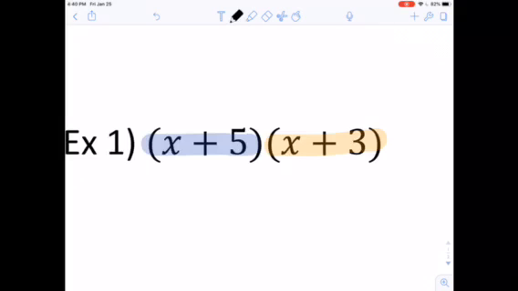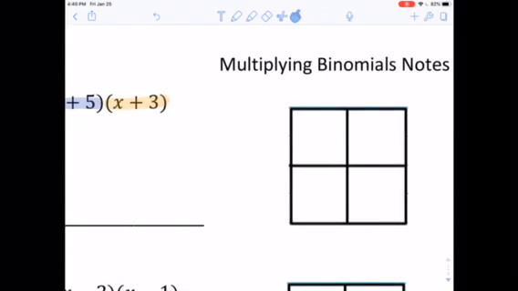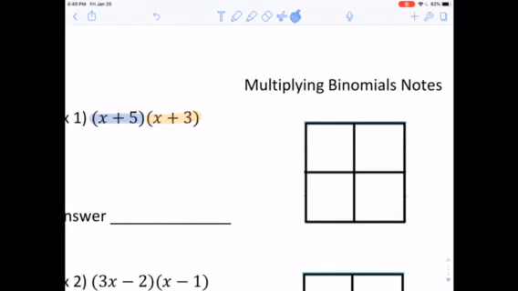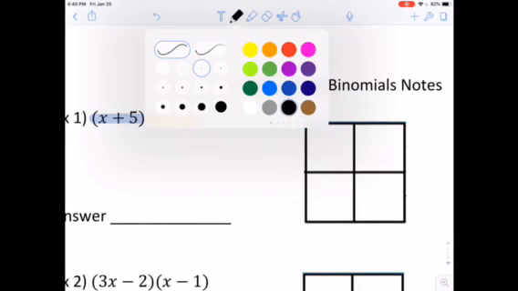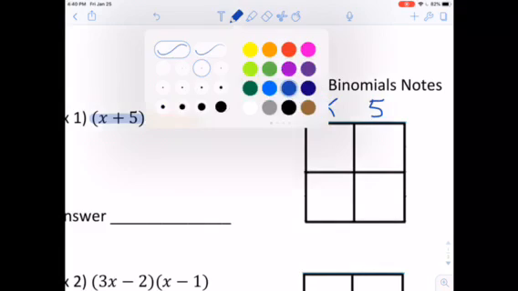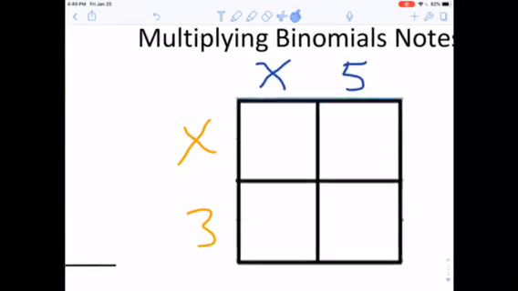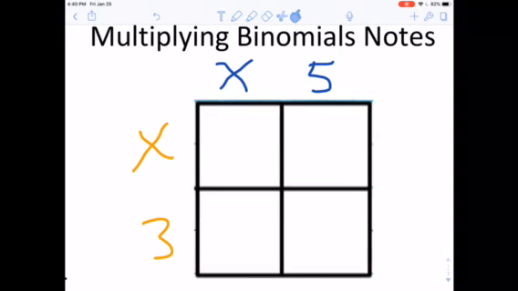We're going to be using a method called the box method. It's going to look just like the Punnett square. So what we're going to start is by writing these binomials down. The first binomial is going to be x and positive 5. On my second binomial, it's just x and positive 3. If we take a quick look at the Punnett square or the box method, it's just multiplying.